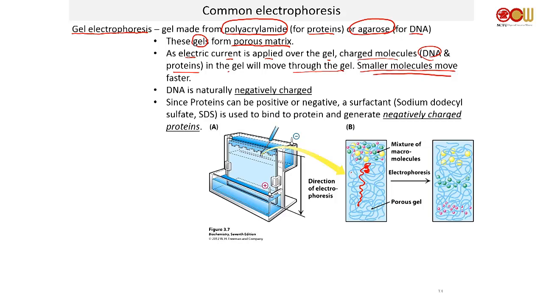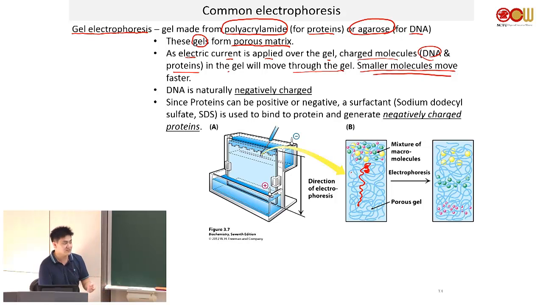DNA is naturally negatively charged. When you're doing a PCR, for example, you want to see whether or not your PCR has worked. You're going to throw your PCR product onto a gel electrophoresis agarose gel, and then you're going to apply the voltage, and you're going to see your DNA is going to move, okay? That is because DNA is already negatively charged, okay? So you don't have to do anything to the DNA. Just throw the DNA into the agarose gel, DNA is going to move. Don't have to do anything.